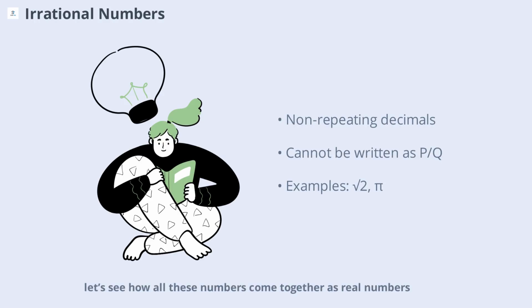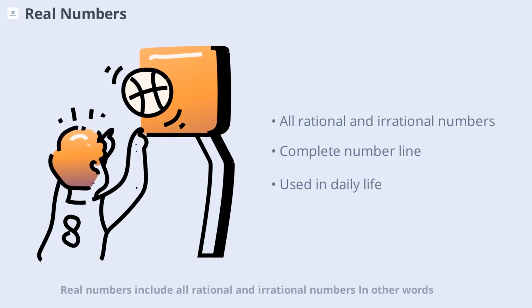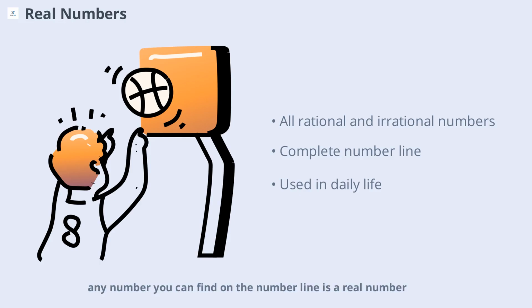Now, let's see how all these numbers come together as real numbers. Real numbers include all rational and irrational numbers. In other words, any number you can find on the number line is a real number. This set is incredibly important because it covers almost every number used in daily life and science, from simple counts to complex measurements. Real numbers allow us to perform all basic mathematical operations and solve a wide range of problems. With real numbers, we have a complete system for representing quantities.